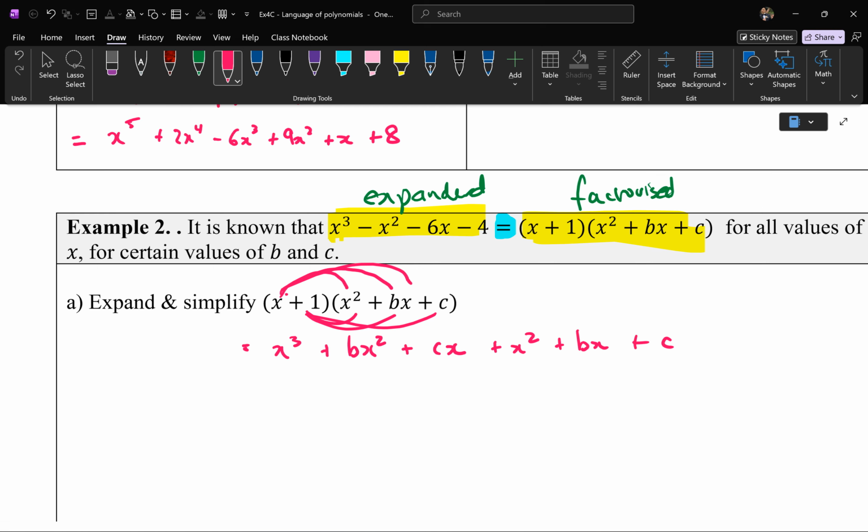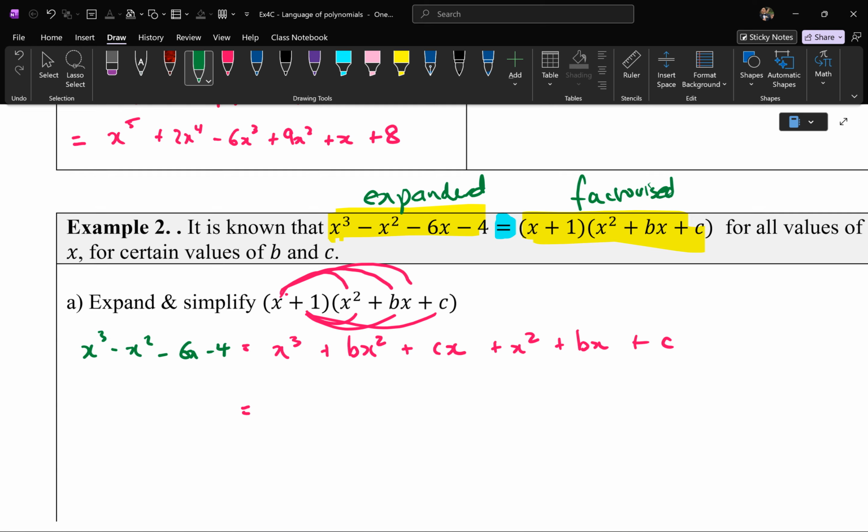How do we simplify this? That's going to be key in order to solve for B and C later. I've expanded it. I've got my left-hand side, which I'm going to write over here. So my left-hand side is x cubed minus x squared minus 6x minus 4. Cool. So I've expanded the right. What was the point? We've got to simplify it a bit further to make use of it.